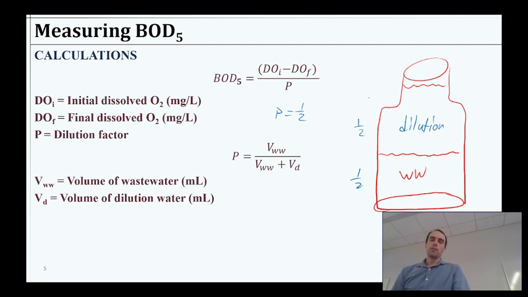You could say maybe that's 150 milliliters here. This is 150 milliliters here. And so when you calculate that, 150 divided by 300 is 1/2, right? So when you do P as 1/2, then let's say you measured 4 milligrams per liter oxygen drop over those 5 days, then you're going to have to double it or divide by 1/2, right? So that makes sense. You diluted your wastewater by half, you measured a value, so you multiply it by 2 because you had diluted it, right?